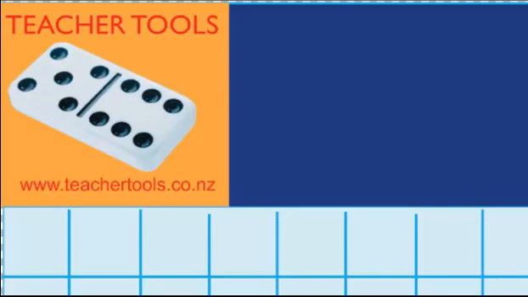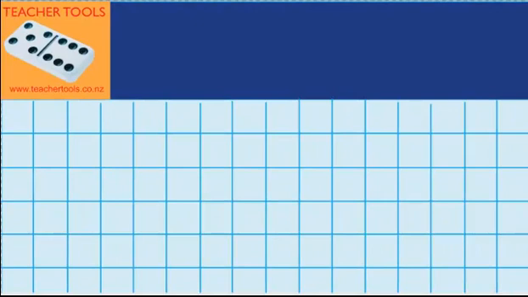Welcome to the Year 3 strategy for multiplication. In this lesson I'm learning to use repeated addition to solve multiplication problems.